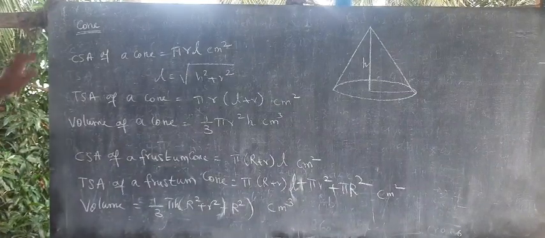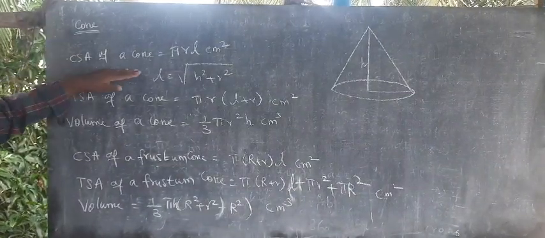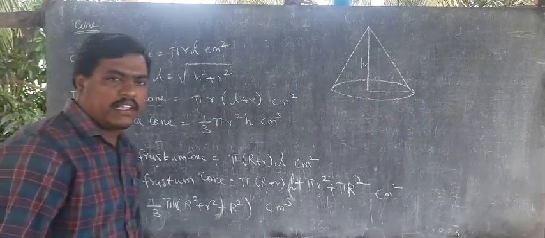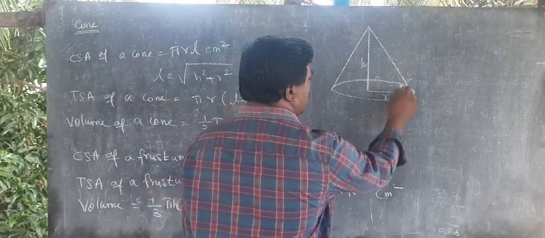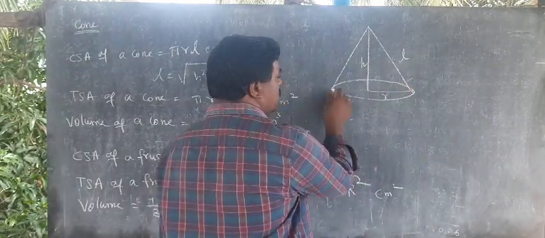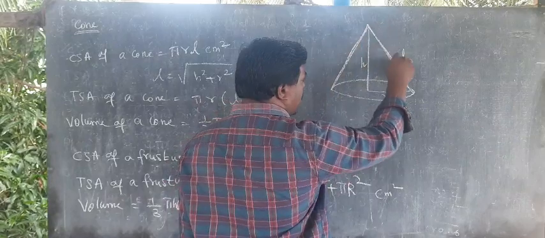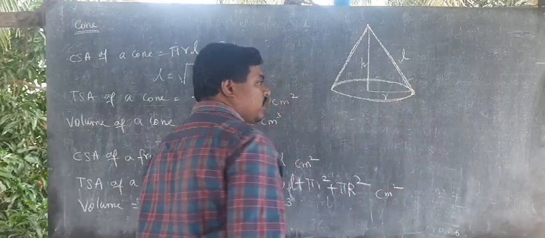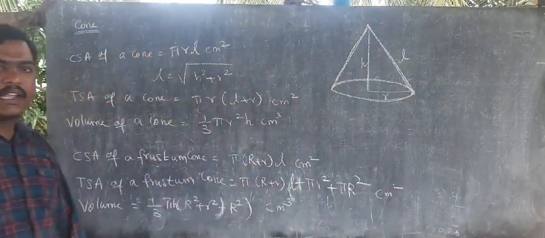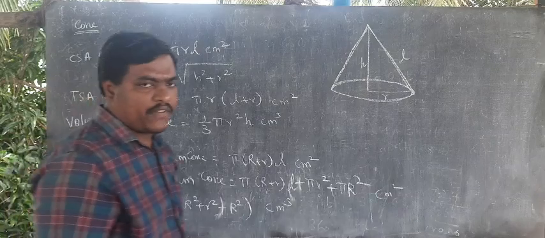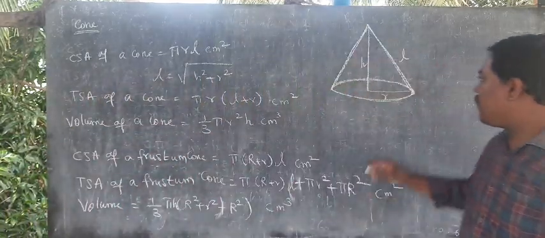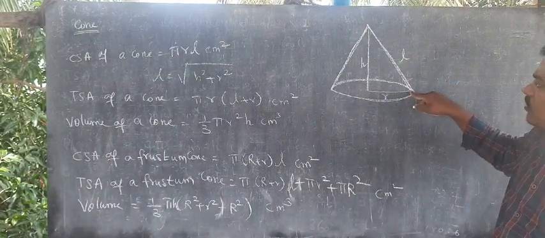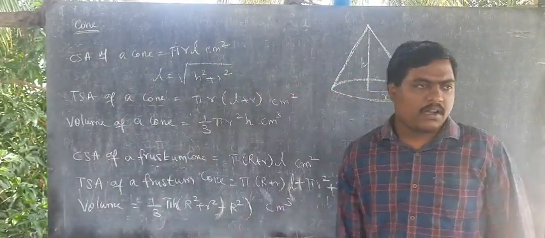So listen, the next heading is cone. CSA of a cone is pi r L centimeter square. You already know this very well. So why do we say pi r L? This is r, this is L. For a cone, CSA means the outer region only. Imagine a birthday cap: the covering area is what we have for the cap. The covering area uses the slant height, that is L, and then r. So pi r L is the formula.